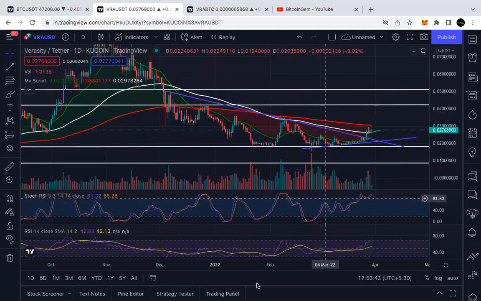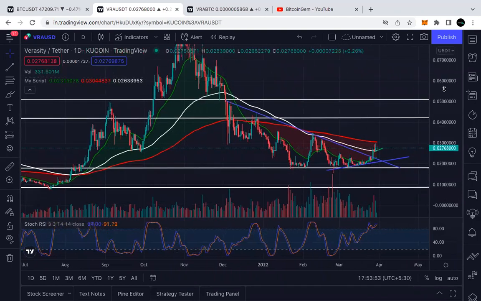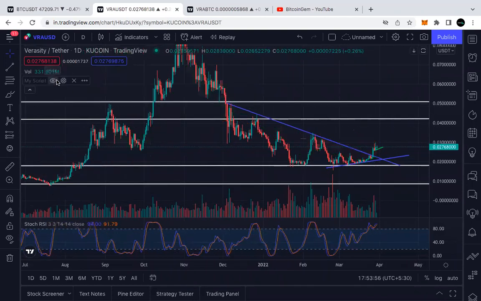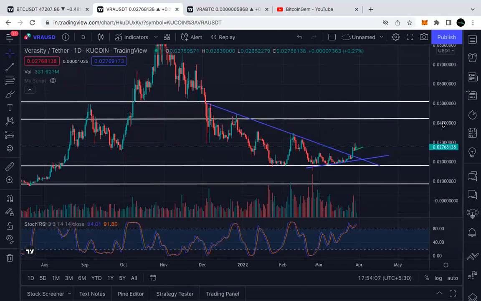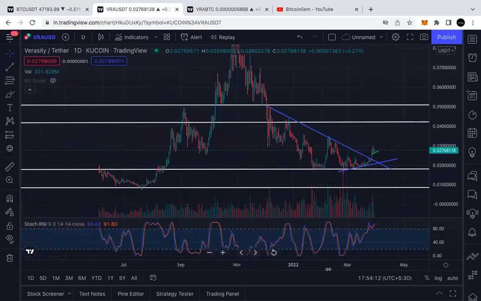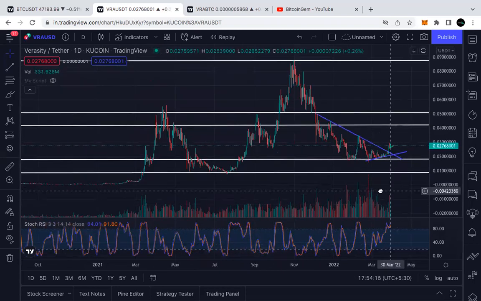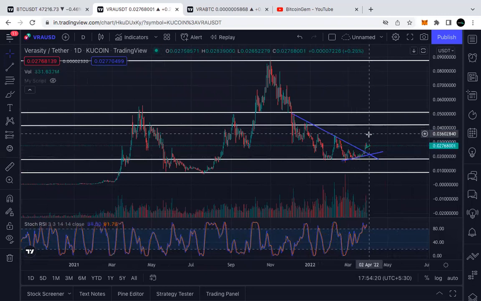So we are looking at VRA USDT chart, and this is a VRA USDT daily chart. I had shared this same chart on Twitter also. These four white lines that you see over here, these are important support and resistances in my opinion, and we have held through this support very well. I had shared this on Twitter around a month back, and currently we are bouncing well from this.